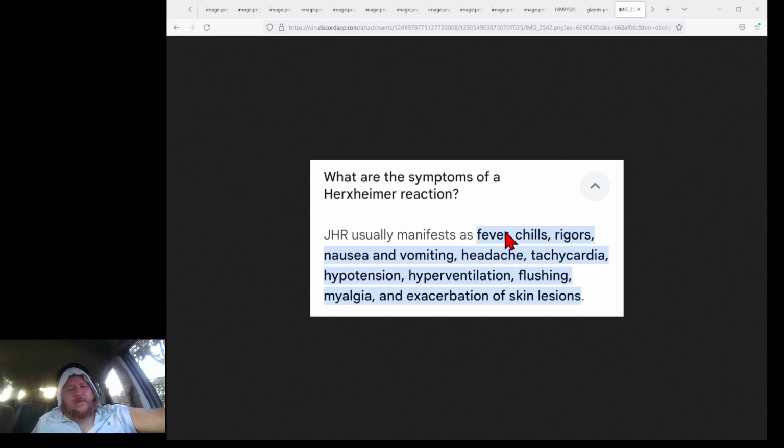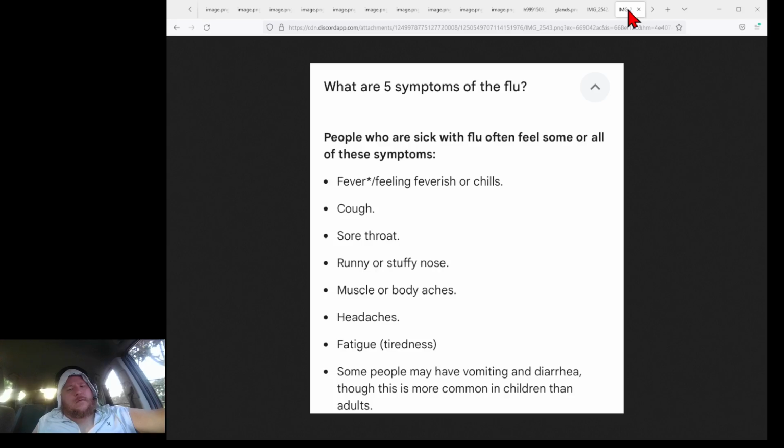But here are the symptoms of Herxheimer's. You've got fever, chills, nausea, vomiting, headache, right? Look at all these. Now, let's look at these. So here's what you commonly know as the flu, right? You've got fever, chills, headaches, fatigue, right? So you're thinking, whenever you've been living through your life and you go, I've got a cold, I've got the flu. Well, no.